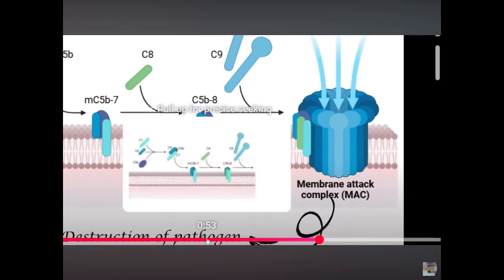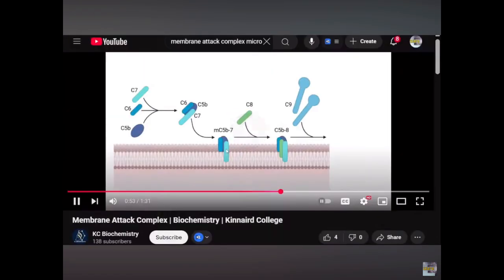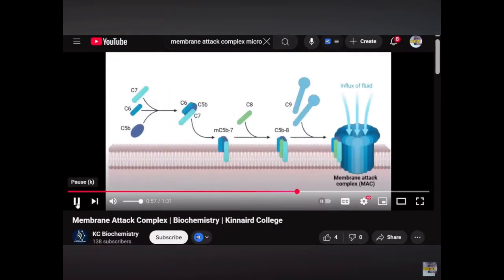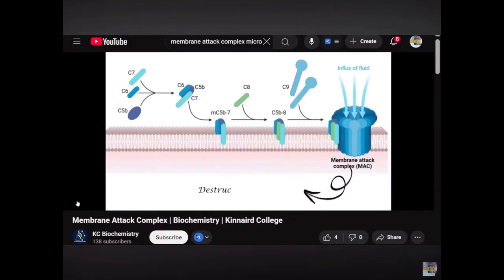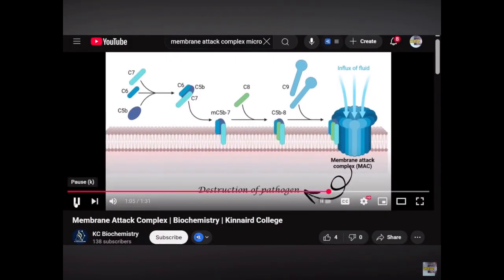Let's take a look at this video. This is insane. Molecules are recruited to the complex, forming a larger, more stable pore that causes significant osmotic imbalance in the cell wall of the pathogen. This results in the complete destruction of the pathogen as its membrane is lysed. The MAC, therefore, plays a crucial role.